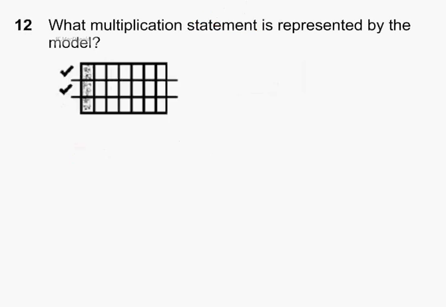Question 12 says, what multiplication statement is represented by this model? Well, I started with this amount of chocolate, in this case 1/7, and I cut it into thirds, and I kept 2/3 of the 1/7, or 2/3 multiplied by 1/7.